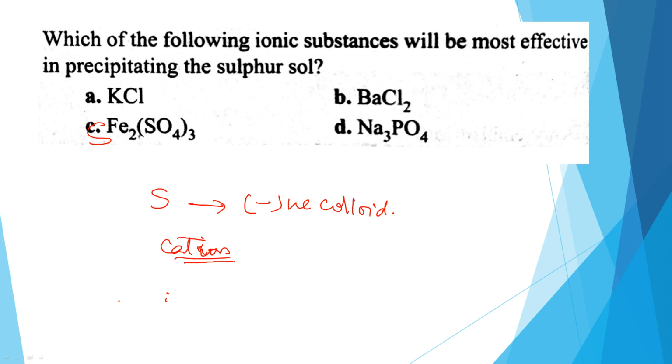Cation is the active ion, the coagulating ion. The power depends on the charge. See, the K+, this is the barium ion, Ba2+, and the third one is Fe3+. This is Na+.